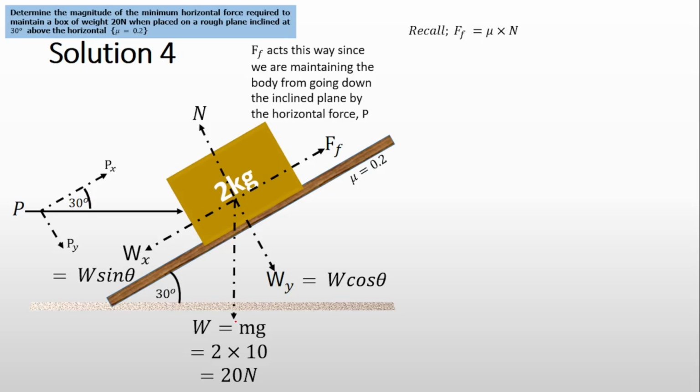And that means the frictional force F sub f is equal to mu, which is the coefficient of friction, times the normal reaction. Now, since the body is resting on the plane at a given point, the summation of all horizontal components of the forces acting on the body will be equal to the summation of all vertical components of forces acting on the body of mass 2 kg.